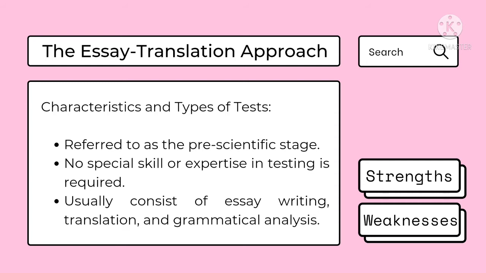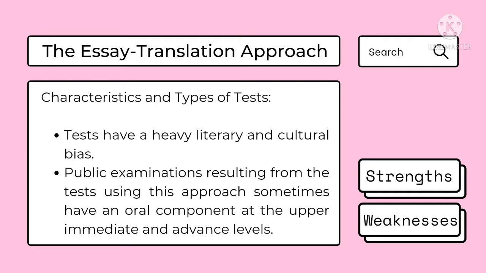Tests have a literary and cultural bias, such as linguistic interpretation, ethical concept of what is right and wrong, intentional or unintentional ethnic or racial bias, and religious belief or understanding. Public examinations resulting from tests using this approach sometimes have an oral component at the upper, intermediate, and advanced level.